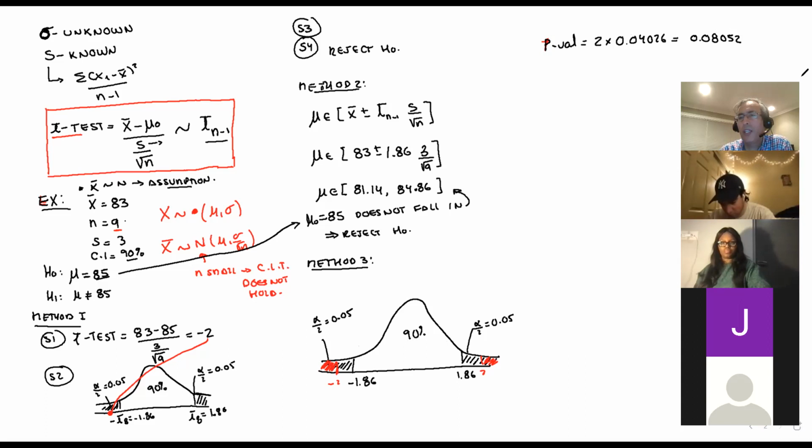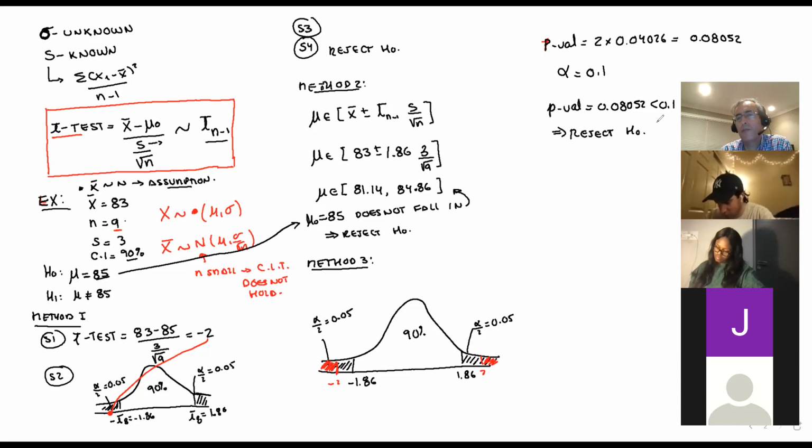right? Then what is your alpha? Alpha, guys? 0.1. Yes, 0.1. So you simply say p-value, that is equal to 0.08052, is smaller than 0.1. Then what? What is the conclusion? Reject. Exactly. Reject H0.